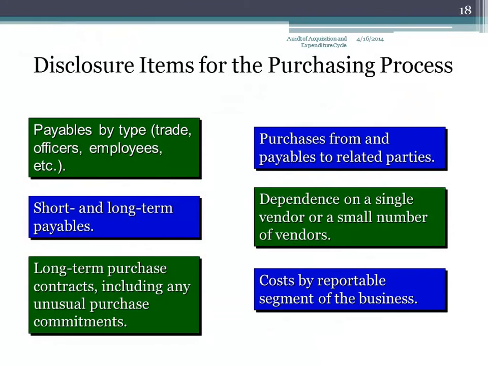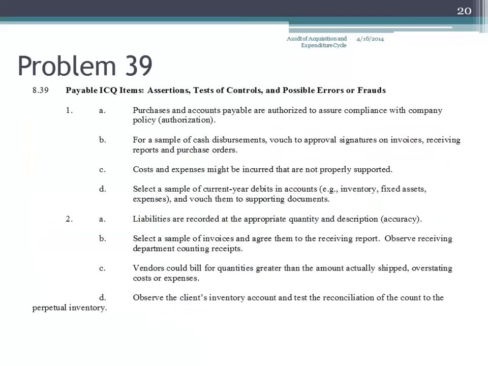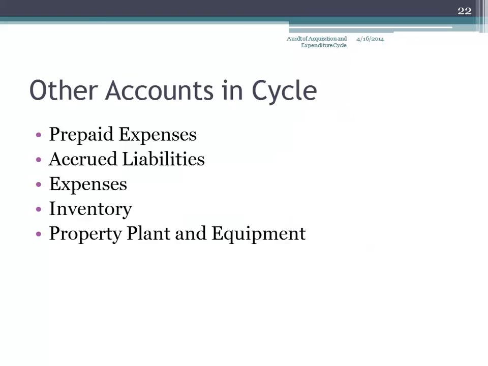Disclosure items, you want to disclose payables by type, short and long-term payables, long-term purchase contracts, purchases from related parties, if there's a dependence on any one vendor, because that creates some level of risk, right? These are just normal things that you would disclose. We're going to skip this problem because I want to give back the exam, so I just want to finish this. Other accounts in the cycle, prepaid expenses.